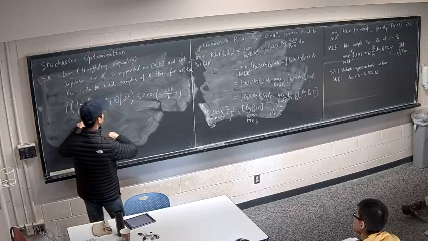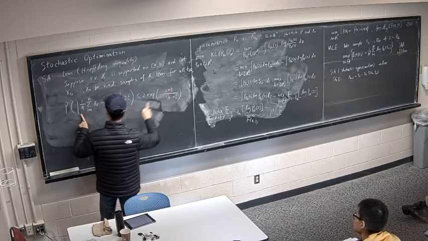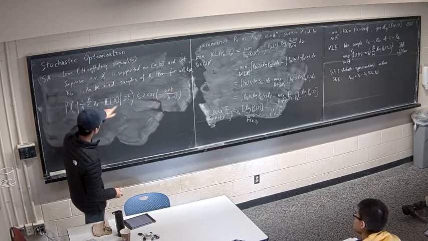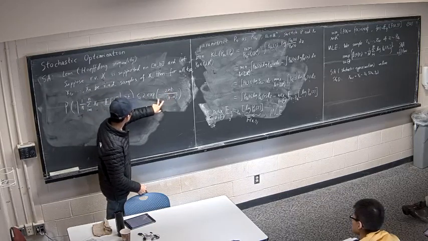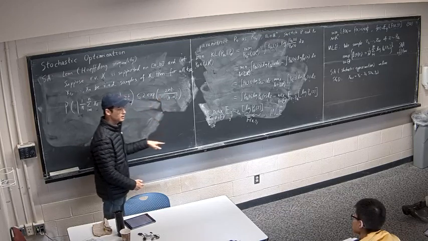And also this part is proportional to n. So it means if you take more samples, if this n gets larger and larger, because it's exponential to the negative, this will go to zero exponentially fast.